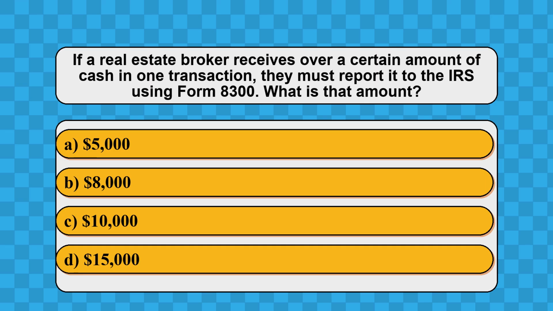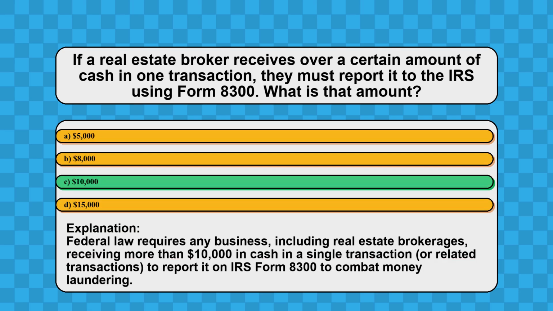Question 8. If a real estate broker receives over a certain amount of cash in one transaction, they must report it to the IRS using Form 8300. What is that amount? Option A, $5,000. Option B, $8,000. Option C, $10,000. Option D, $15,000. The correct answer is option C, $10,000. Federal law requires any business, including real estate brokerages, receiving more than $10,000 in cash in a single transaction, or related transactions, to report it on IRS Form 8300 to combat money laundering.